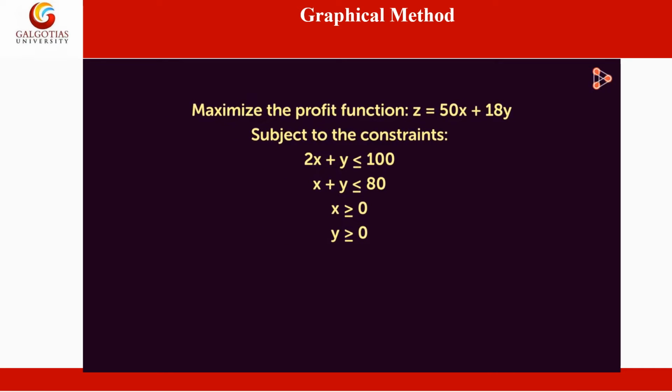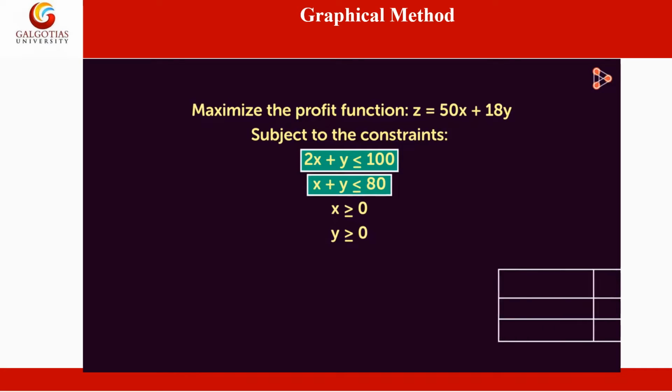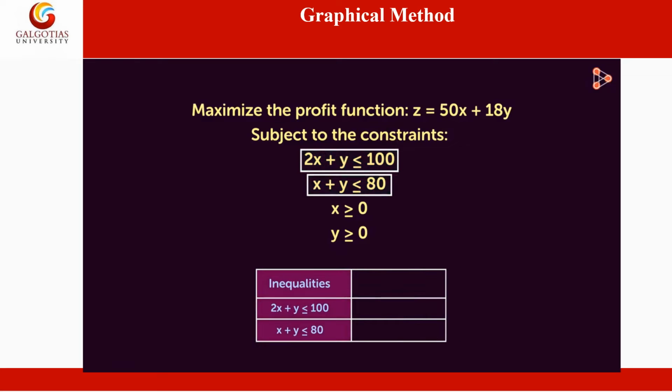In this problem, we need to find the maximum profit, which is denoted by the objective function z is equal to 50x plus 18y. So let us find the values of x and y which satisfy these linear inequalities. As the solution needs to be found using a graph, let's represent these inequalities on a coordinate plane. How do we graph inequalities? We will first write the corresponding equations for these inequalities. Can you write them here? That's right. These are the corresponding equations.